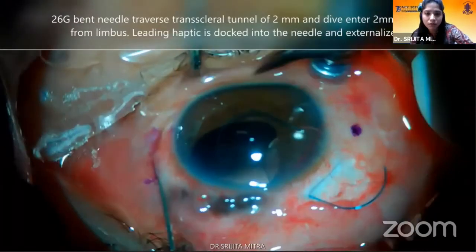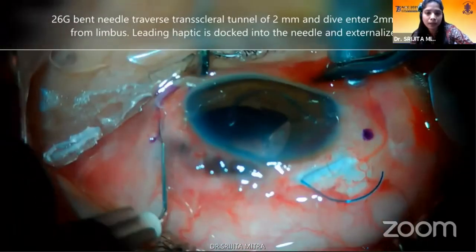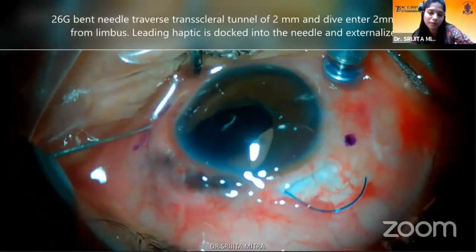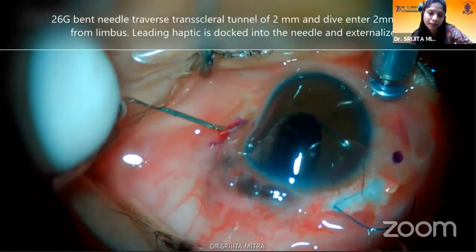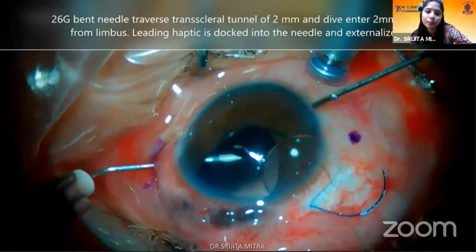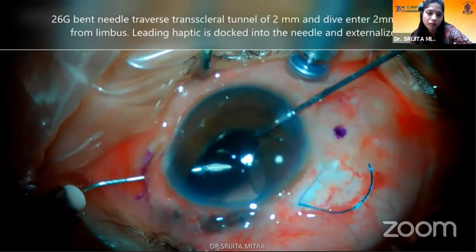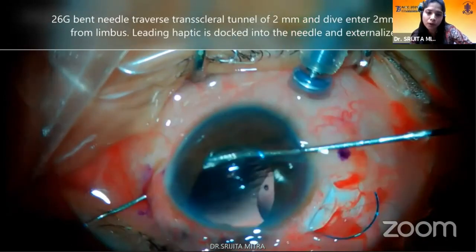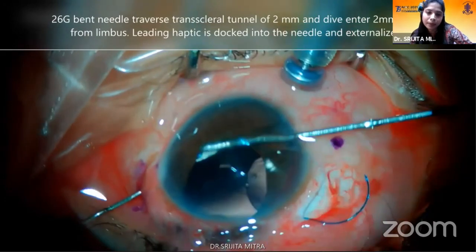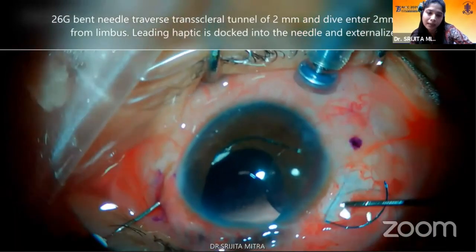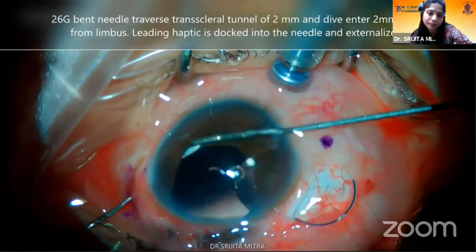This was a case of blunt trauma where the patient had presented with iris prolapse and vitreous hemorrhage and posteriorly dislocated IOL. I had done the vitrectomy and retrieved the IOL in the first setting, and after 3 weeks, I had posted the patient for SFIOL. In this, we can see that I'm using a bent 26 gauge needle, and I'm docking the leading haptic using a 25 gauge microforceps into the needle, and then I'll be externalizing it.